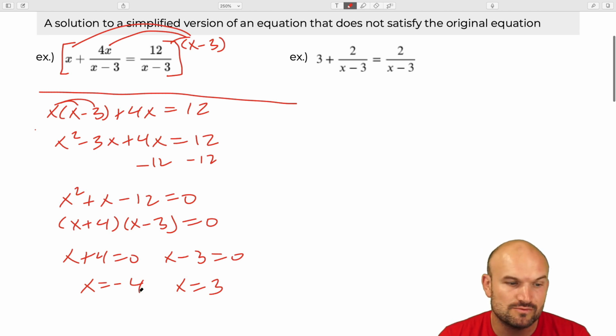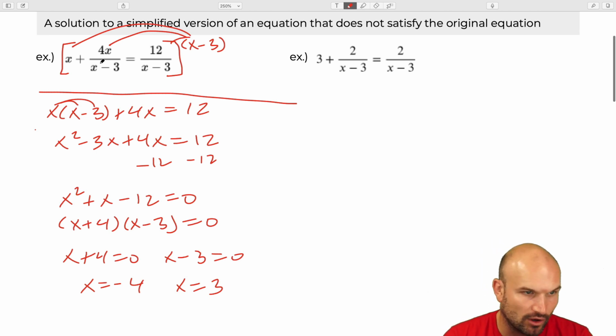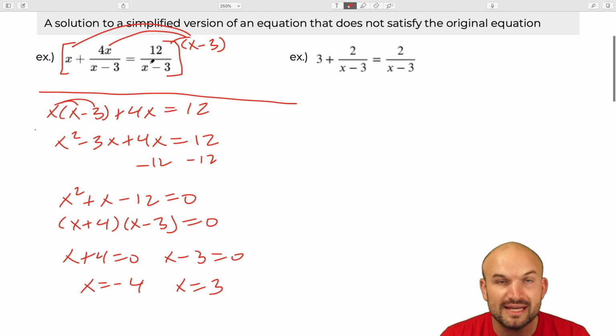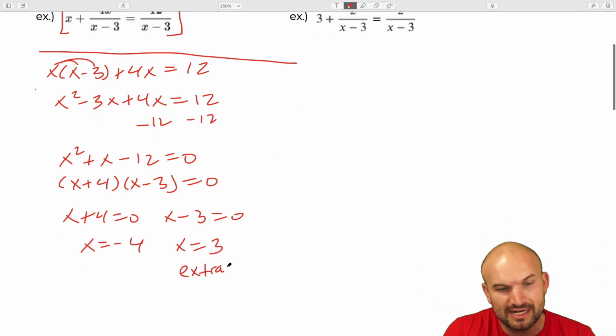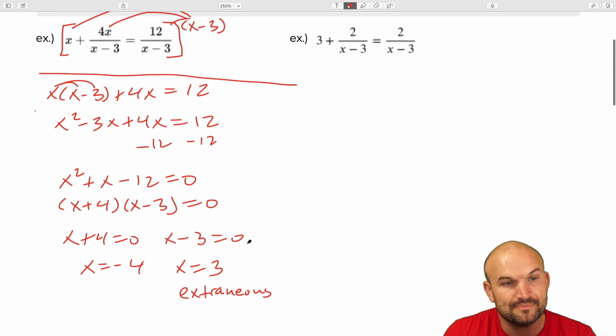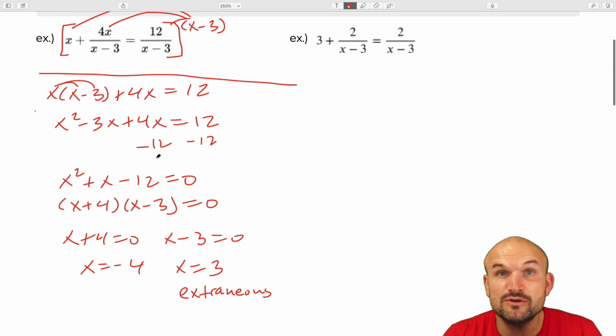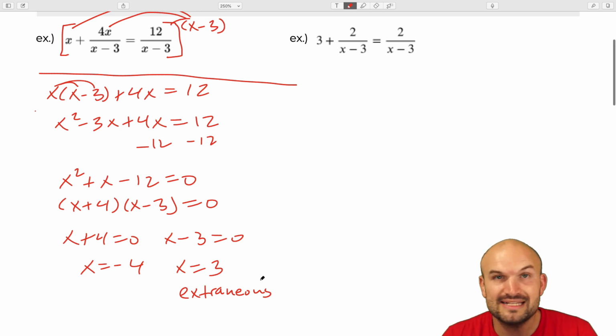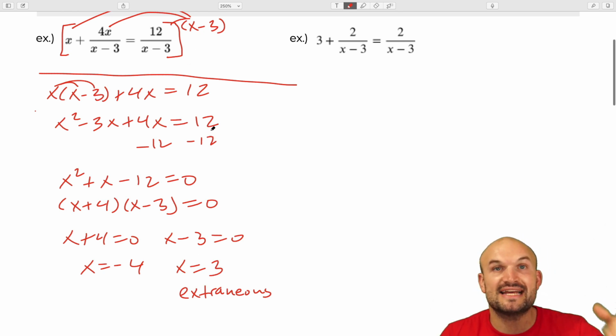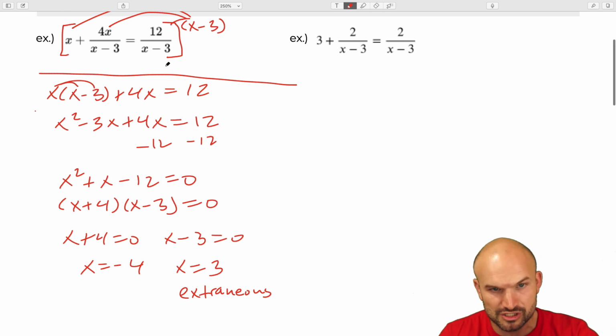And what happens is when you plug in negative 4 for x and you plug in 3 for x, you're going to get different results, because when you plug 3 in for x, you're going to get 0 in the denominator. So that's why x equals 3 is what we call extraneous. Okay, it satisfies this equation, right? If you plugged in 3 and negative 4 for x, you would both get 12 is equal to 12. But when you plug it back into the original equation, 3 does not work. So it only satisfies a simplified equation, not the original.